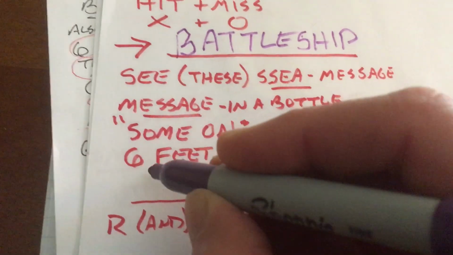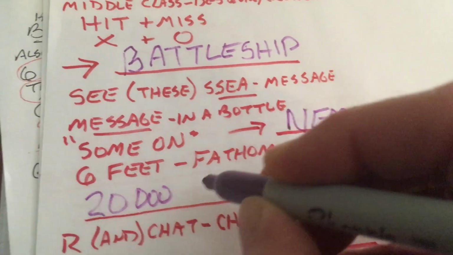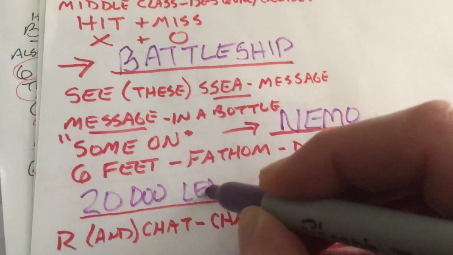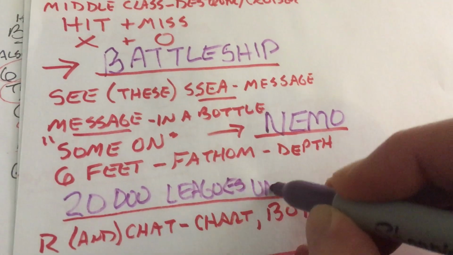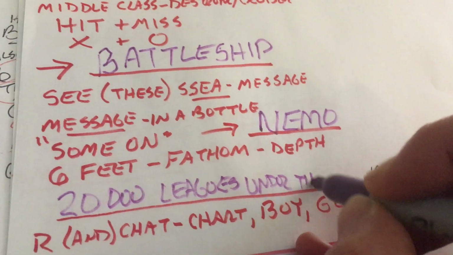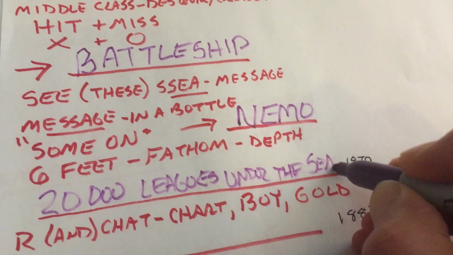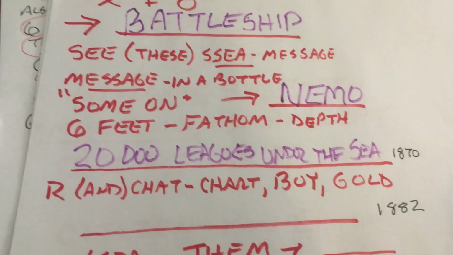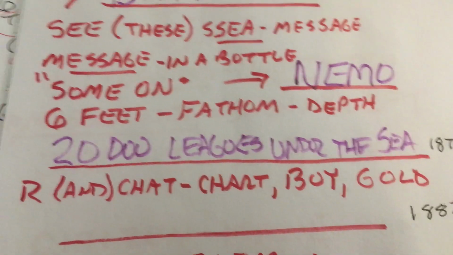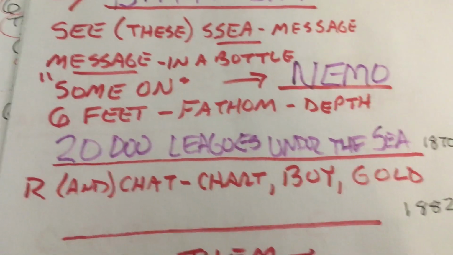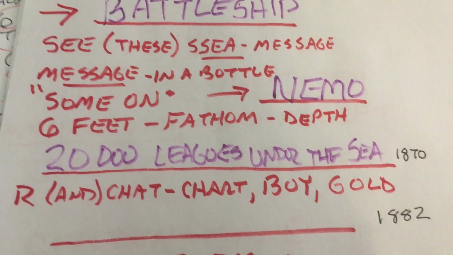Captain Nemo, and that would be 20,000 Leagues Under the Sea, Jules Verne, 1870. You do have the letter R standing in between is the word and then chat, which I thought looked like chart.